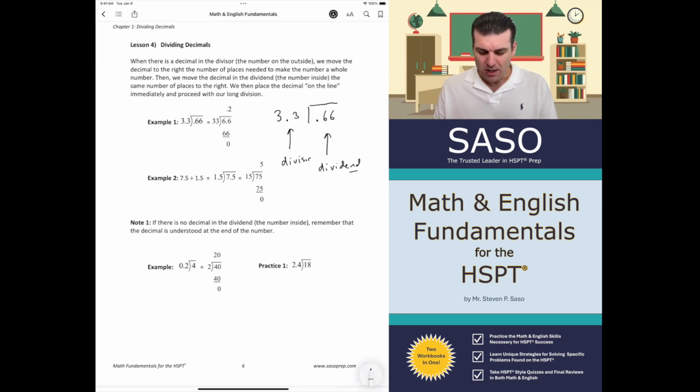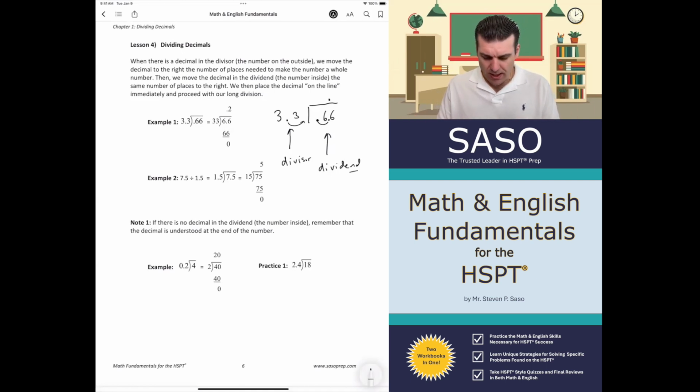All right, so we have a decimal in our divisor, so that means we need to move it to the right the number of places needed to make it a whole number. What I like to do is just with my pencil, actually show how many places you're moving it over. Then we find the decimal in the dividend, and that's going to be right there before that first 6, and we're going to move it over the same number of places. So again, I like to just show that with my pencil. I think that's good practice to get into. So the decimal's between the two 6s, and then we want to just put that up on the line right away, and then we would proceed with our long division.